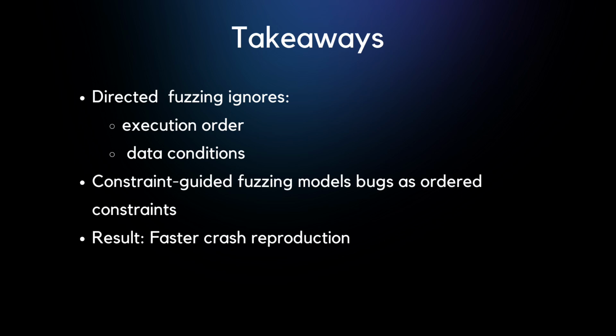So this paper introduces us to constraint-guided fuzzing, which models bugs as sequences of constraints that must be satisfied before successfully reproducing a crash. So by prioritizing inputs that satisfy more constraints, the approach significantly improves crash reproduction speed.